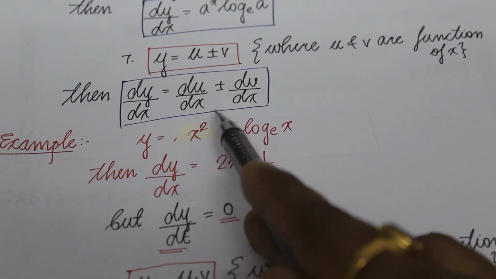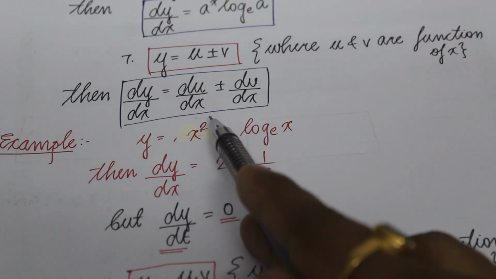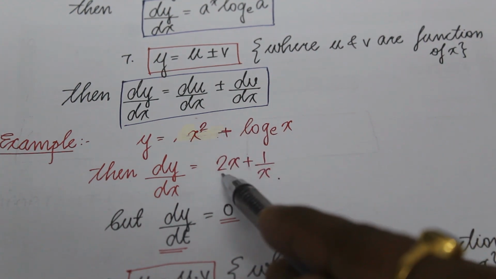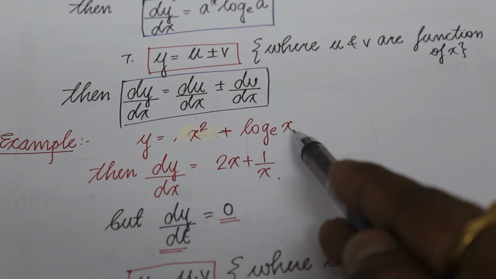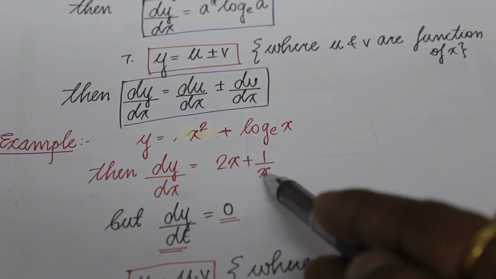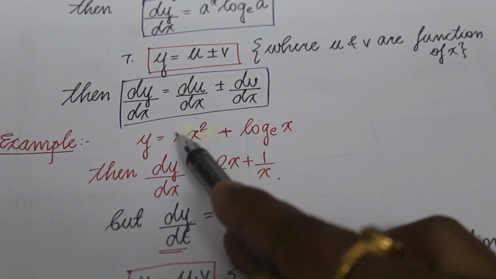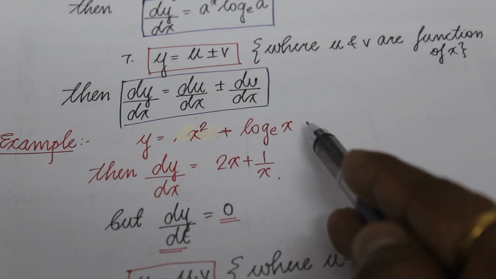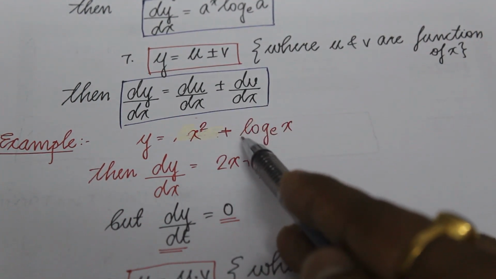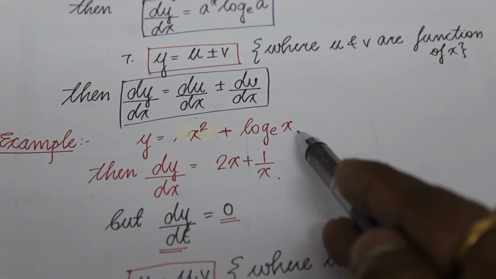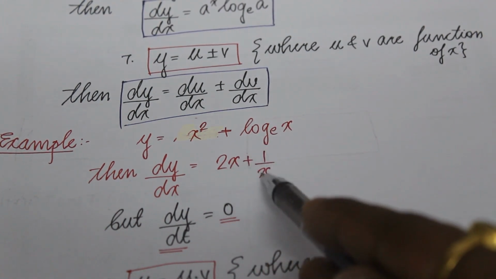x square, x to the power n. So you will get n x to the power n minus 1. On solving you will get 2x. Log x is differentiated as 1 by x. So first you will differentiate u with respect to x. Then you will differentiate log x with respect to x. So you will get 2x plus 1 by x.